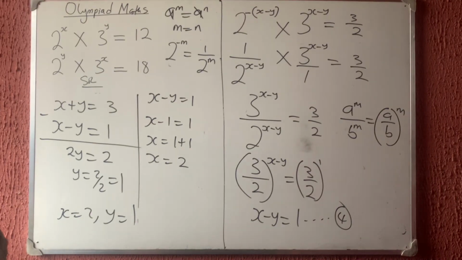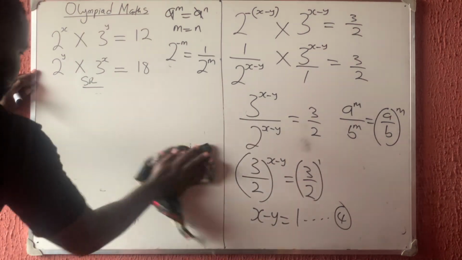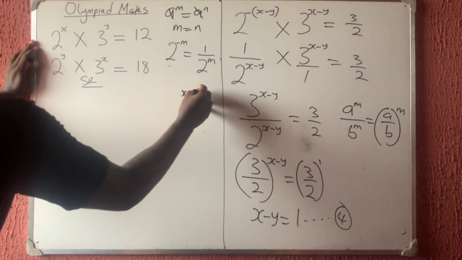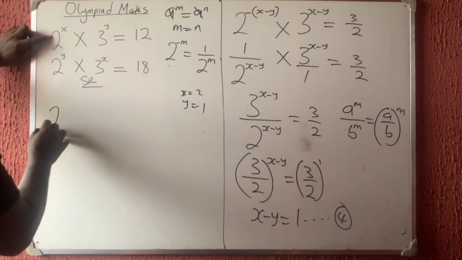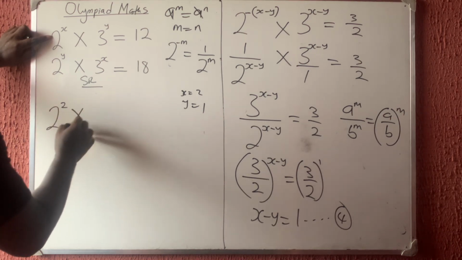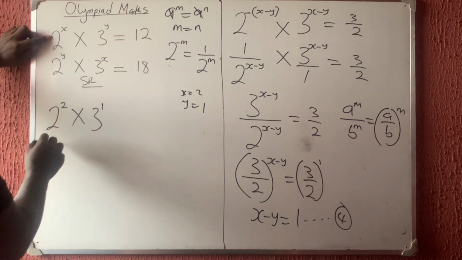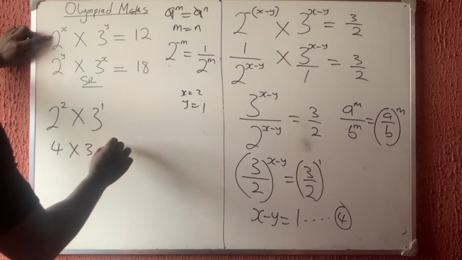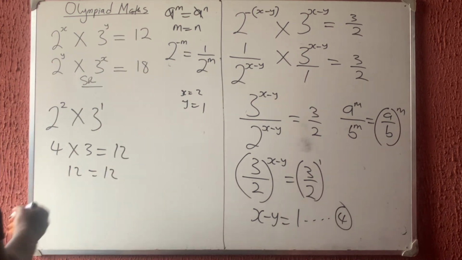Now let us check if it is correct. We got x to be 2 and y to be 1. Let us check here. I have 2 raised to power 2 times 3 raised to power 1. Let's see if we get 12. 2 raised to power 2 is 4 times 3 raised to power 1 is 3. And 3 times 4 is 12, which is the right hand side. So 12 is equal to 12. This one is correct.